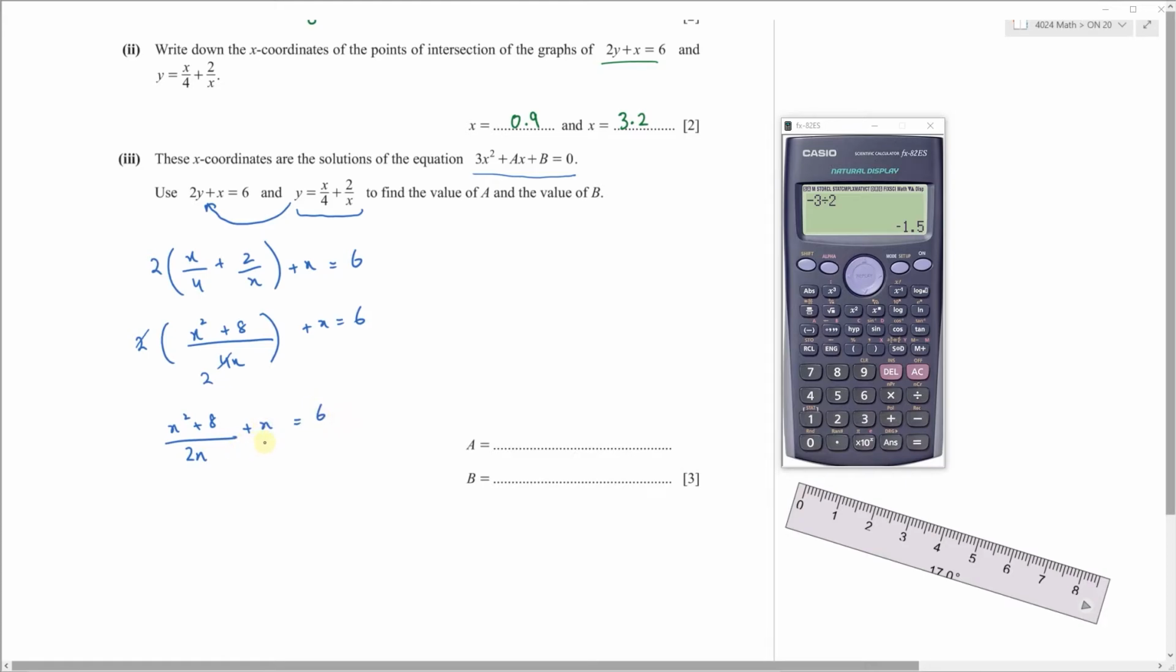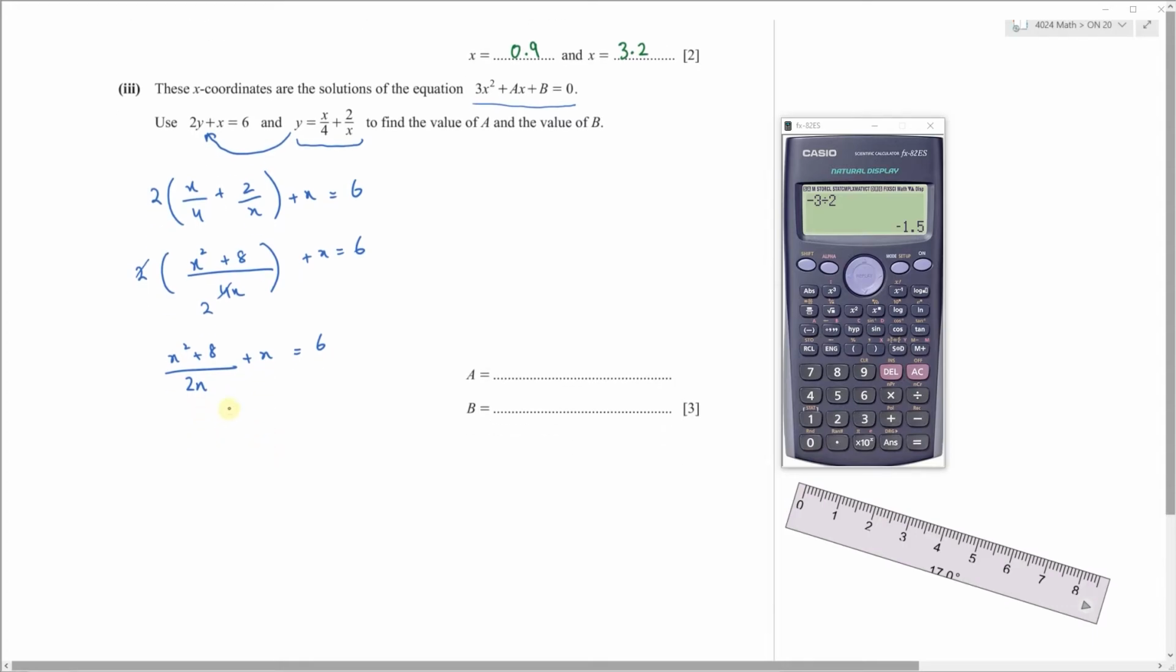Now let's take the LCM here again. If I take the LCM, which is 2x, this will be written as it is. However, the denominator for this was multiplied by 2x, so this x will be multiplied by 2x as well. So this will become plus 2x squared equals 6. I'll take this 2x to the other side. It will be multiplied. So x squared plus 8 plus 2x squared equals 12x.